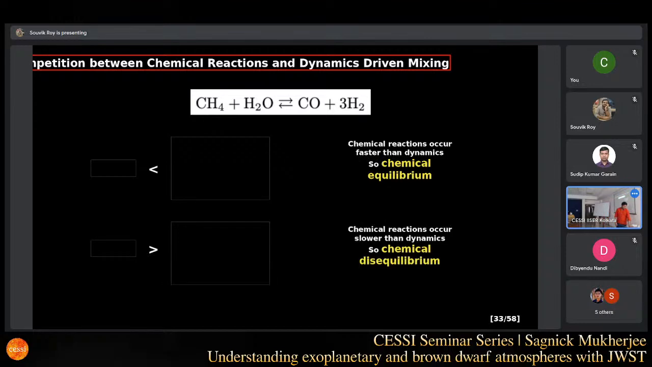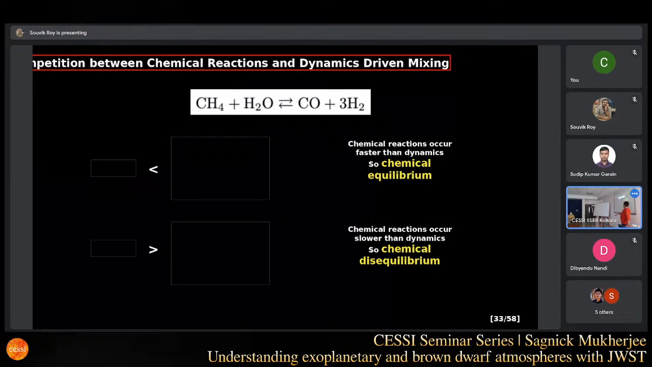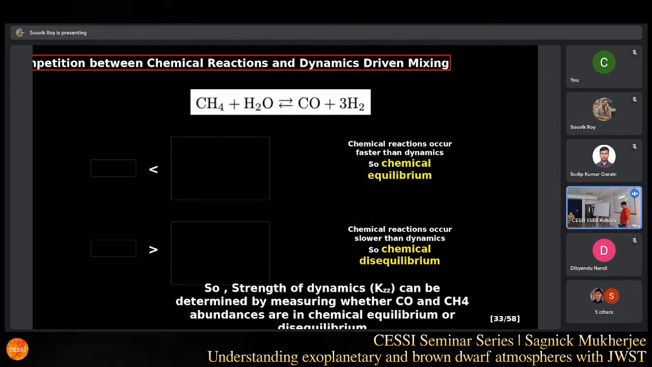And that is what was shown here with these basic equations. So dynamics can lead to chemical disequilibrium. Now that means that if you're an observer and you're measuring the amount of CO and methane, and you suddenly realize that CO and methane amounts are different than what you expect from equilibrium chemistry, that means you have disequilibrium chemistry, that means you have dynamics, that means perhaps you can measure K_zz, the strength of dynamics.